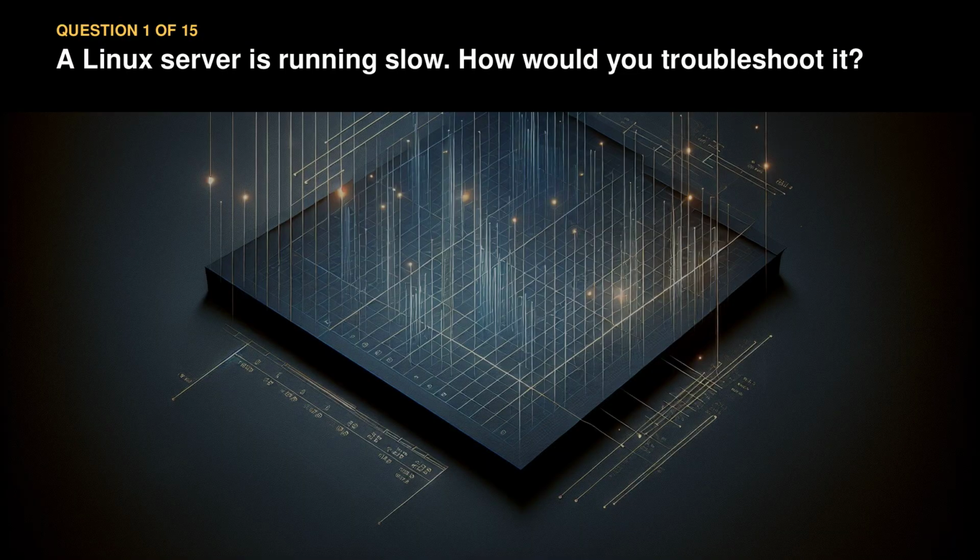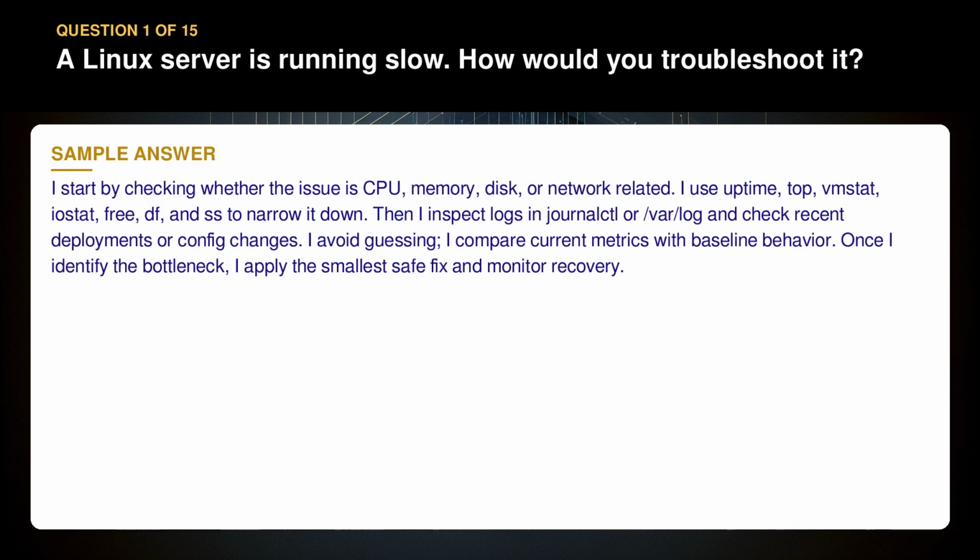Question 1. A Linux server is running slow. How would you troubleshoot it? I start by checking whether the issue is CPU, memory, disk, or network related. I use uptime, top, vmstat, iostat, free, df, and ss to narrow it down. Then I inspect logs in journalctl or /var/log and check recent deployments or config changes.